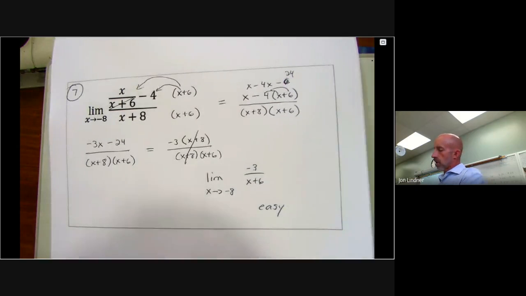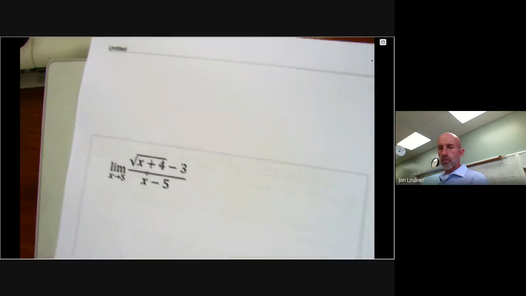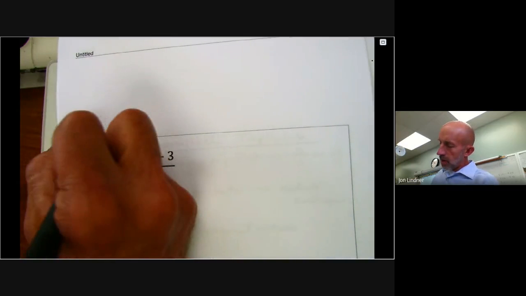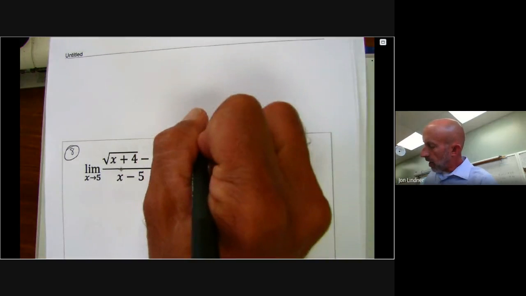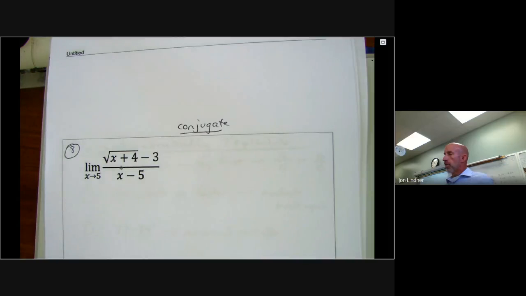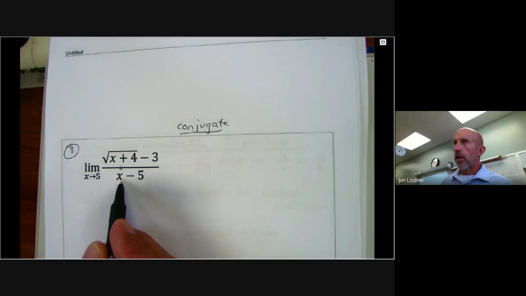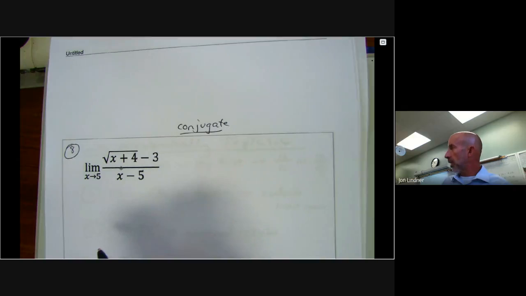All right. One last thing. This is example number 8. And what we have to use here is the idea of a conjugate. We talked briefly about this last year. If I plug in a 5 here, look, if I plug in a 5, I get a 0 in the denominator. That's bad. I need to do some type of algebraic manipulation.